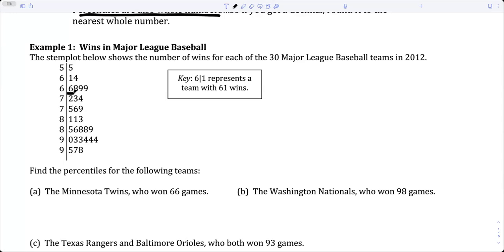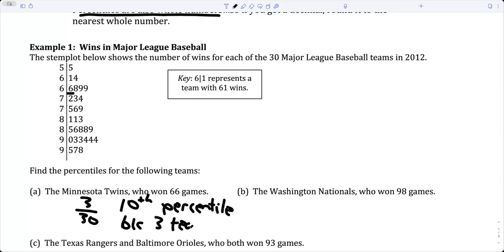Okay, so I'm going to take 3 and divide that by the total. Okay, and 3 divided by 30 is going to give me the 10th percentile. Because 3 teams had fewer wins.